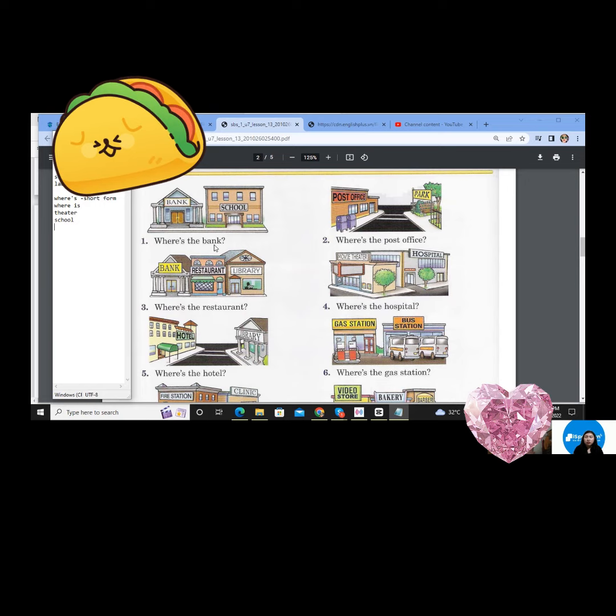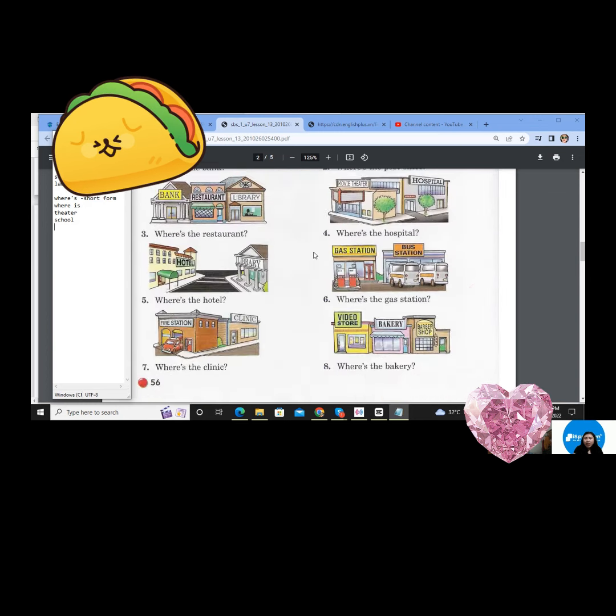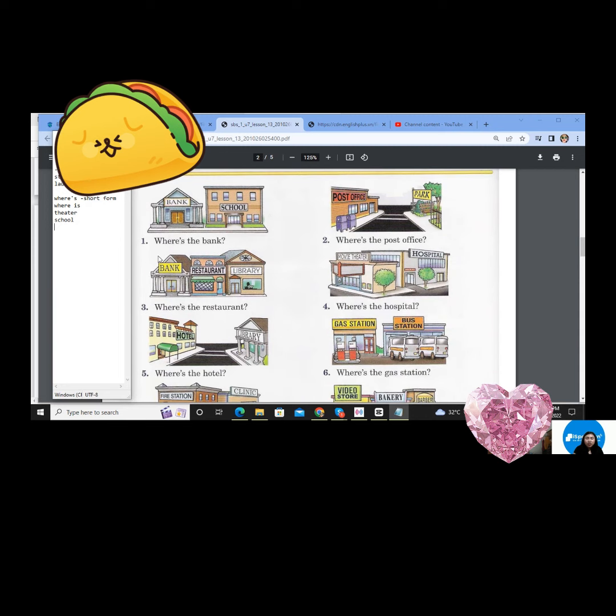Number two. Where's the post office? The post office is, what? A, next to. B, across. C, between. Where's the post office? A, next to. Letter B, across from.